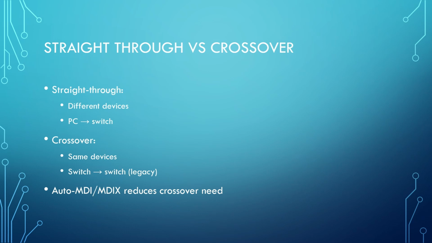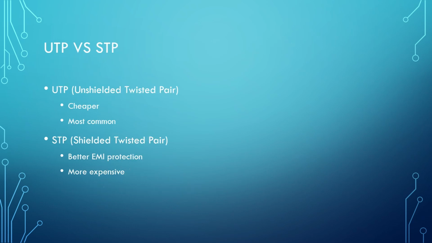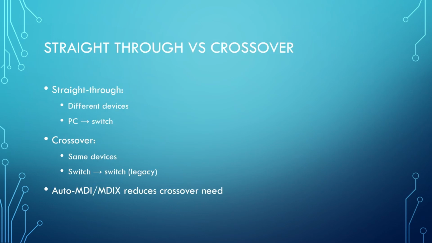Also among Ethernet cables, we have straight-through and crossover. This is also determined by the pinout of the internal cables within an Ethernet cable, but a straight-through cable is for different devices, such as a PC to a switch, and a crossover cable goes to same devices, such as a switch to another switch. Auto MDI/MDIX reduces the crossover need, however.